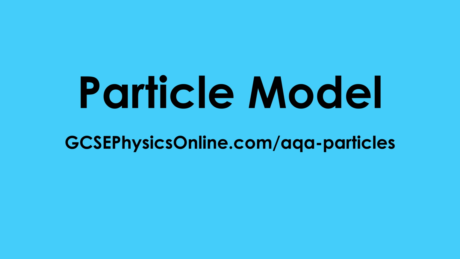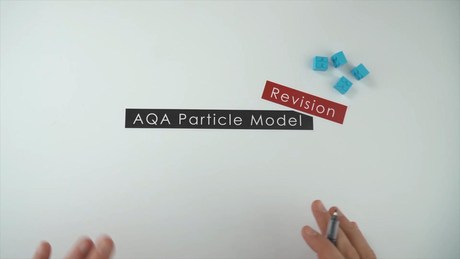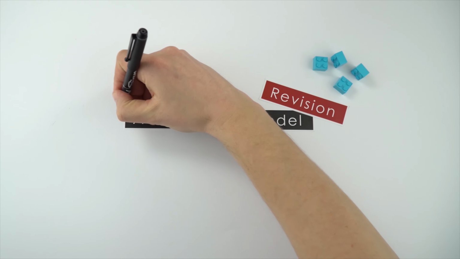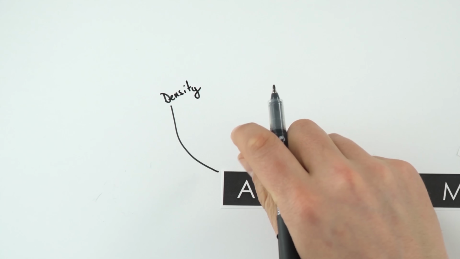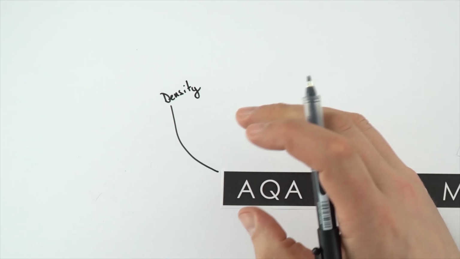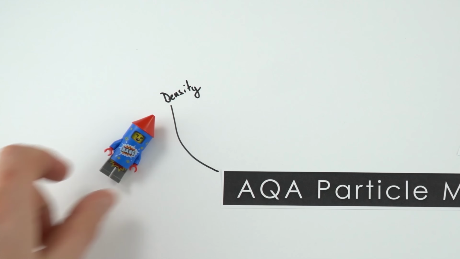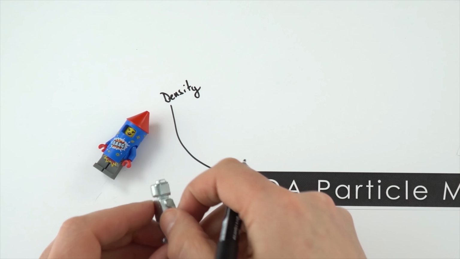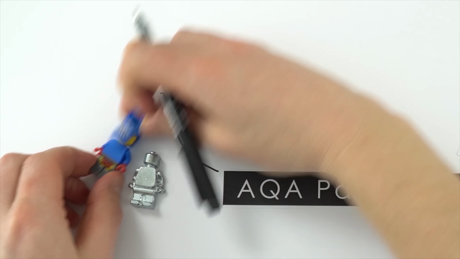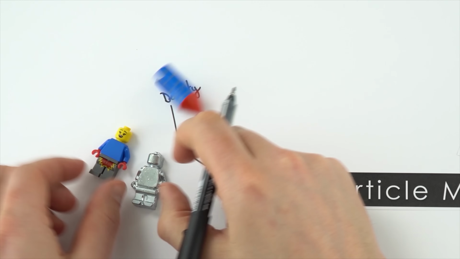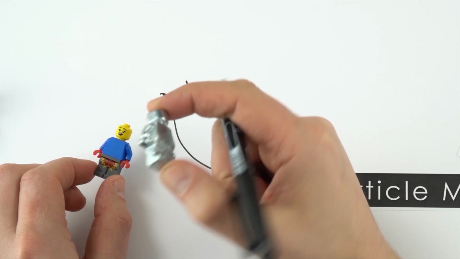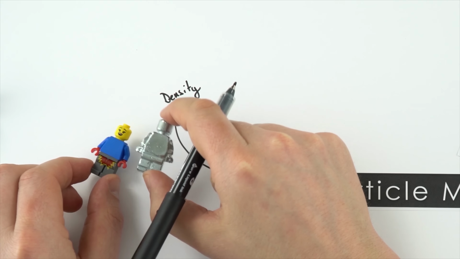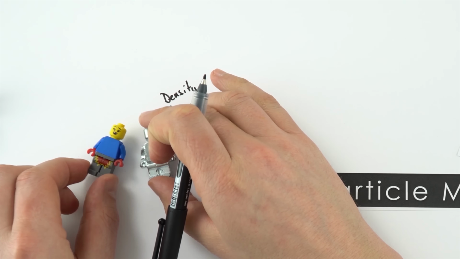So this video is revision of the particle model, which is something that we use in physics to explain the world around us. Now, the first thing we're going to consider is something called density. Now, density is basically a measure of how much stuff there is in a given volume. So perhaps we have two things which have the same volume. What we have is the same volume of material here, but this one here is a lot heavier. It's got a bigger mass. And that means that there's effectively more stuff in the same space.